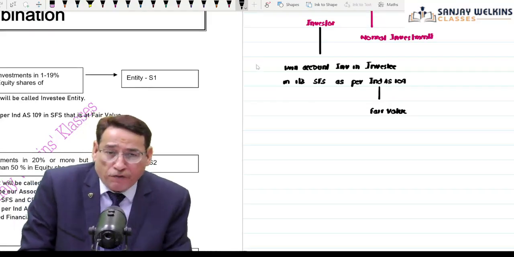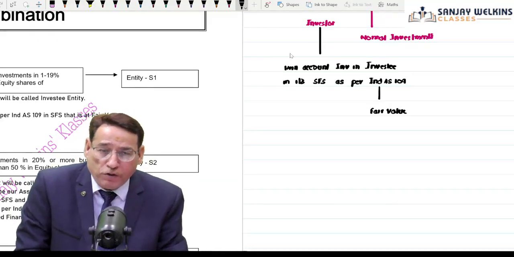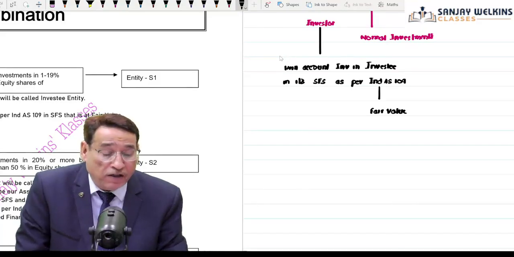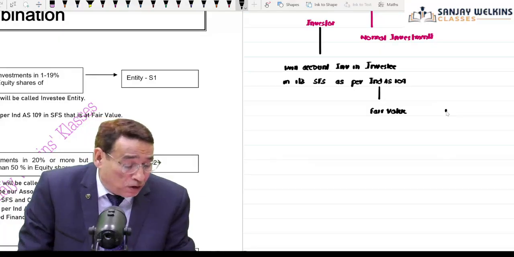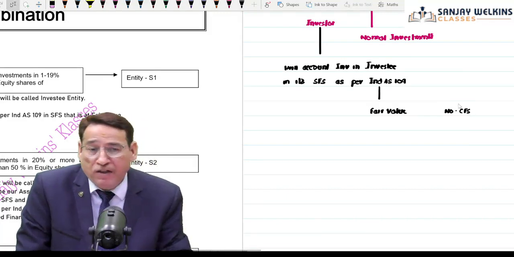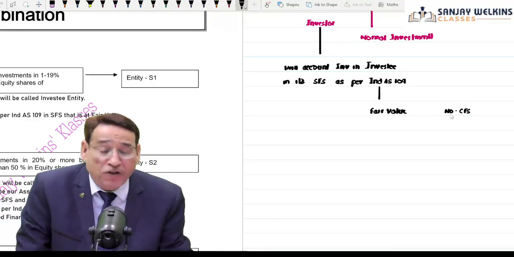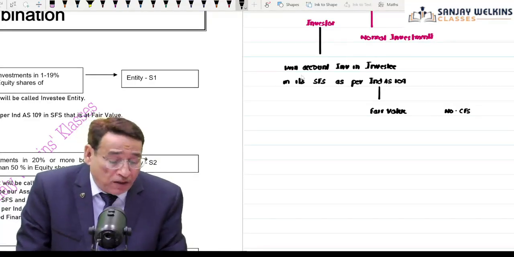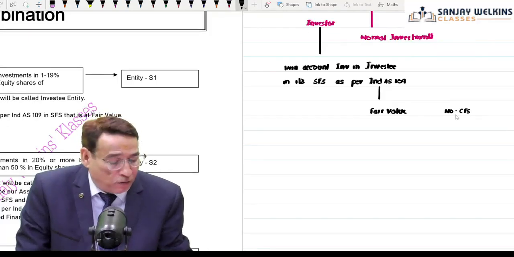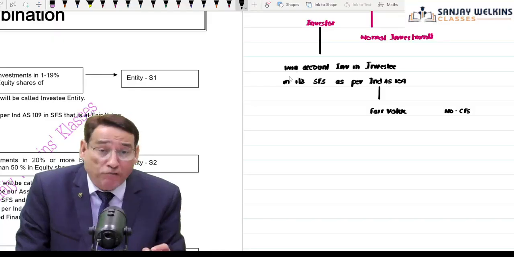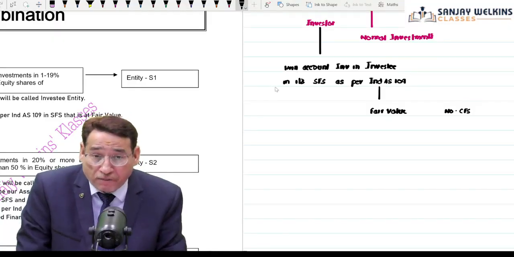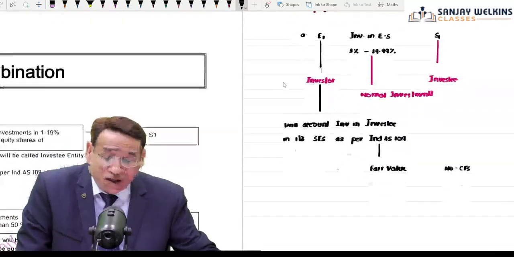Obviously, if my range of investment is between 1 to 19.99%, in this particular case, I need not prepare a consolidated balance sheet. In this case, no consolidated financial statements are required. When I'm writing CFS, CFS here doesn't stand for cash flow statement, rather consolidated financial statement. So in this case, the investor entity need not prepare any consolidated financial statement. It will only record the investment which it has made in the investee entity in its separate financial statement. This is the first point. Is it clear to you?